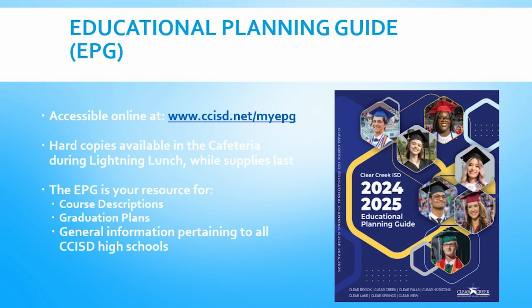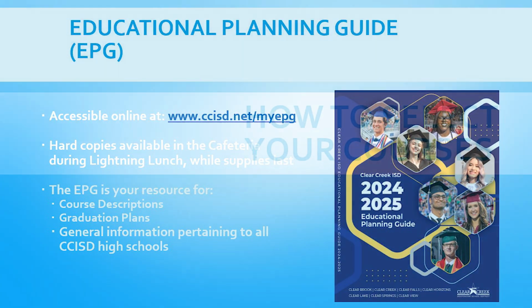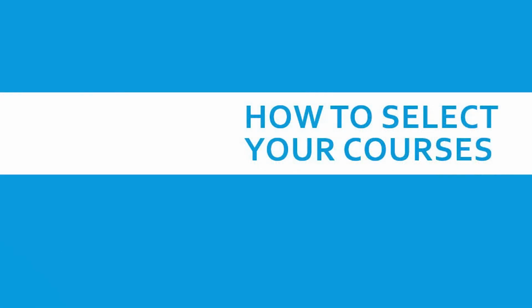The Educational Planning Guide, or EPG, is a great resource when you are selecting courses. It is accessible online at ccisd/myepg. You can also pick up a hard copy from the cafeteria during Lightning Lunch. The EPG is your resource for course descriptions, graduation plans, and general information pertaining to all CCISD high schools. Now let's look at how to select your courses.